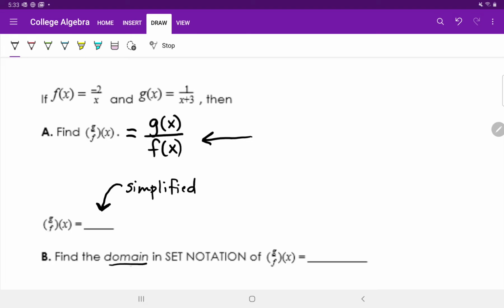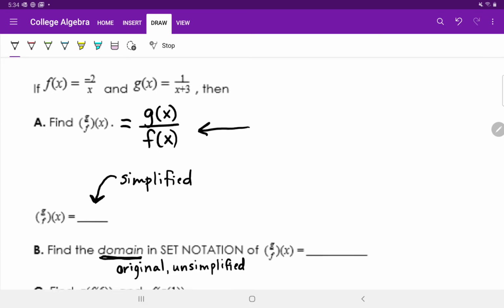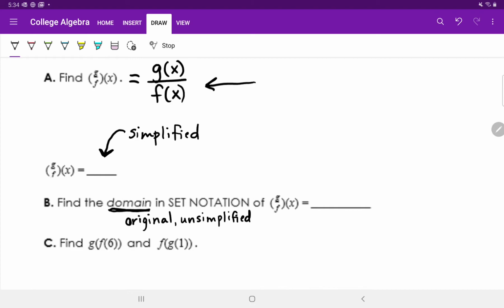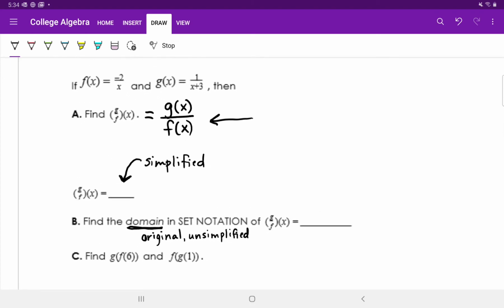However, when you're looking at what the domain is, do not look at the simplified version of the composite. Look at the original, unsimplified version. That's very, very important. And with domain, pretty much all you're looking for are not letting your denominators be 0 and not letting your roots be negative, but these two functions don't have any roots in them, so really you're just looking at your denominators. Part C is pretty straightforward.